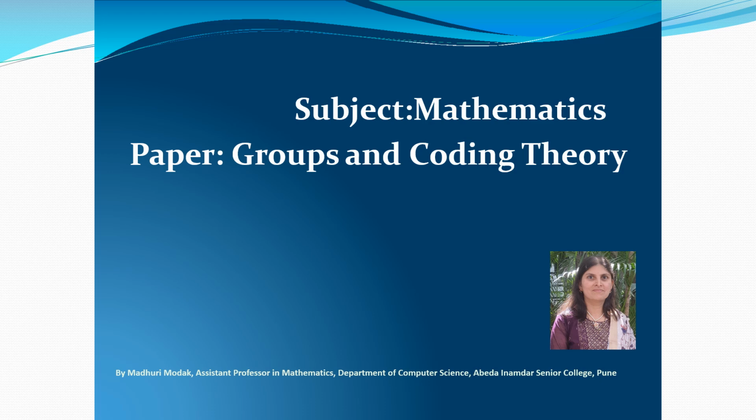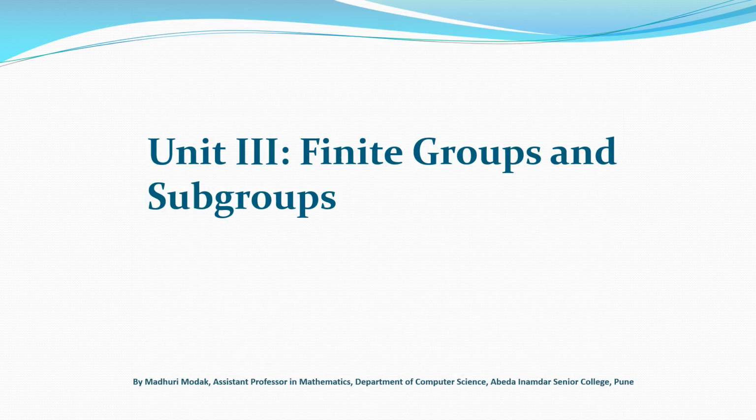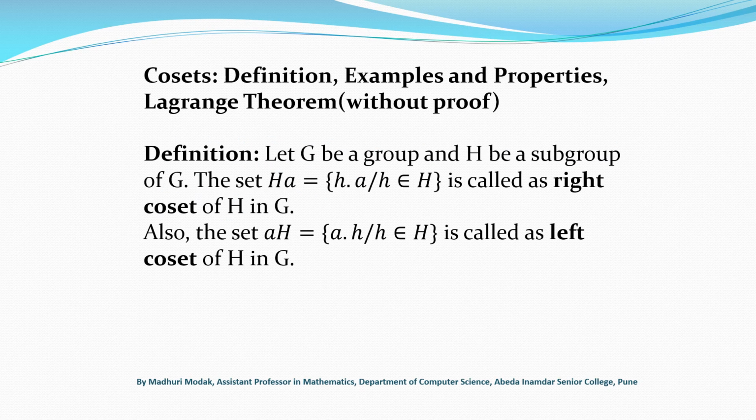Now, in the paper Groups and Coding Theory, we have seen the first and second units. The first unit was the introduction. In the second unit, we saw the definition of a group and some examples of finite and infinite groups. Now we start with the third unit, that is finite groups and subgroups. The last part is cosets.